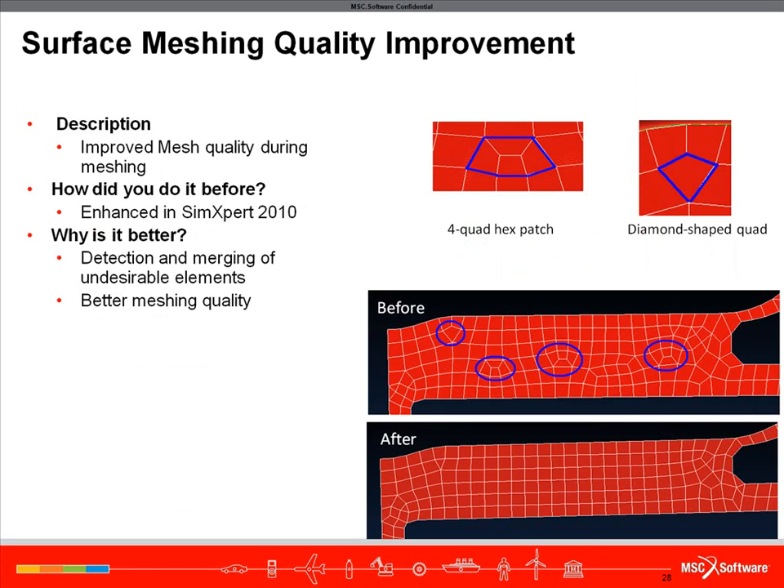Surface meshing quality improvement. Detection and merging of undesirable elements leads to a much better mesh quality. As you can see in the before and after picture, you get a much better mesh with the new features that are made available for meshing in SimXpert 2010.